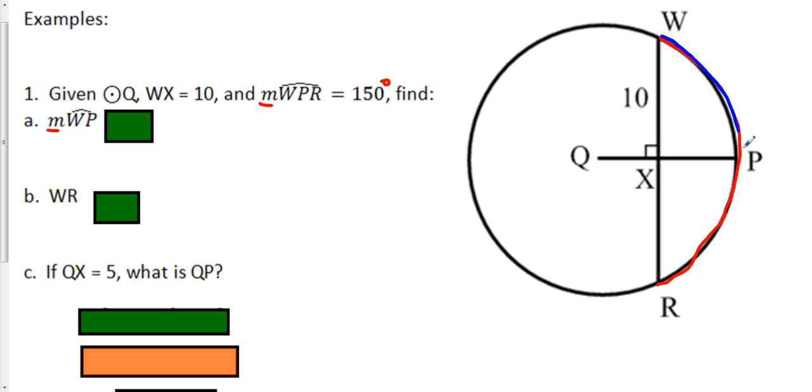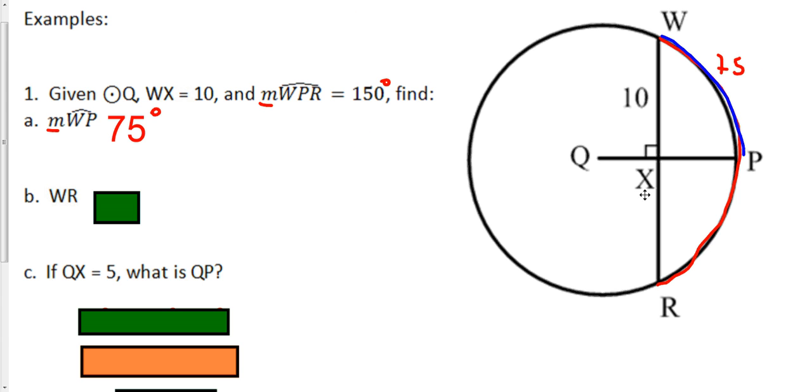That's our first question, how big would this one be? Remember, this is always going to be half of it, so half of 150 means that this one would be 75. And again, remember that that is degrees. This is 75 degrees in total for this arc.